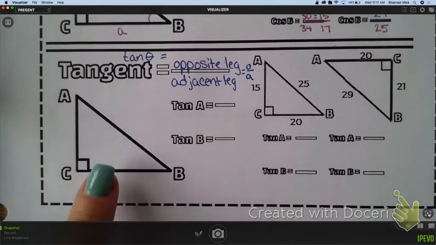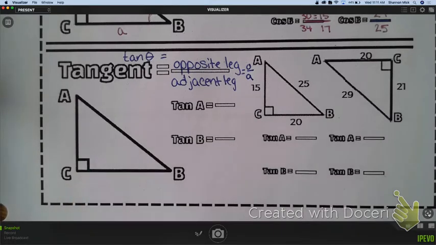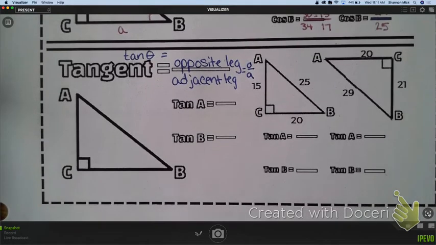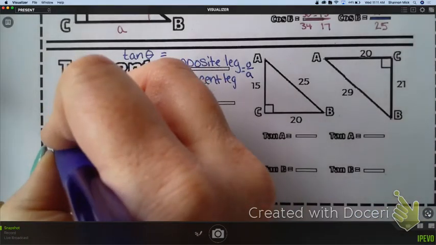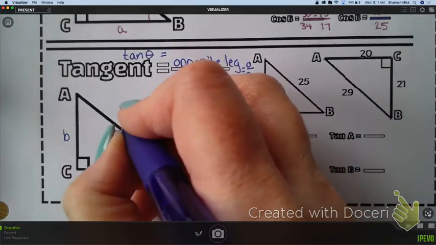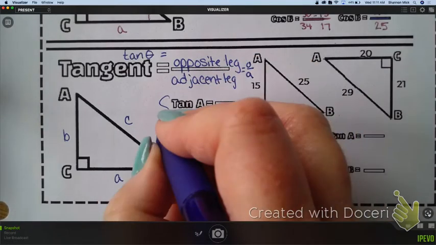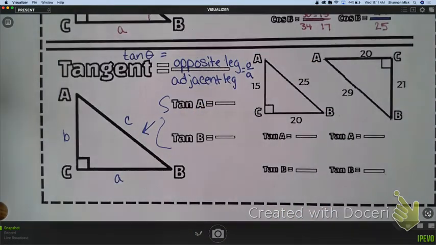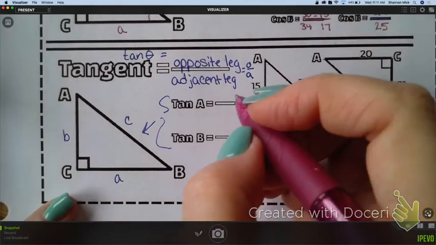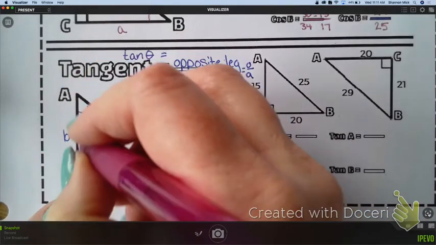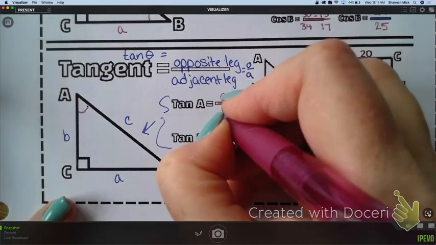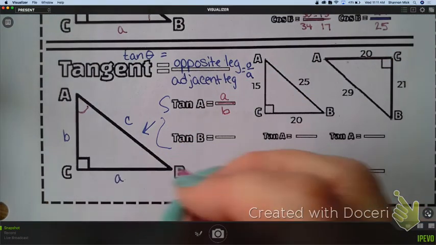So label your triangle here. You guys helped me on the last one, so now you get to do it. Would this be the same? Yep. So we should have B, A, C. And again, these are going to come over here. So the tangent of A is opposite over adjacent. That's A over B. And the tangent of B is B over A.